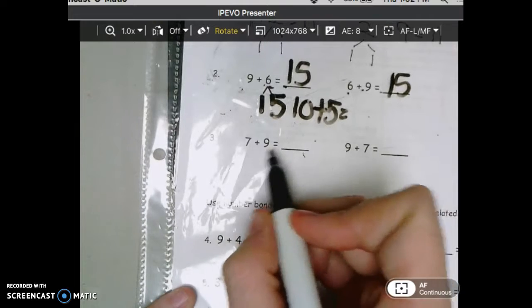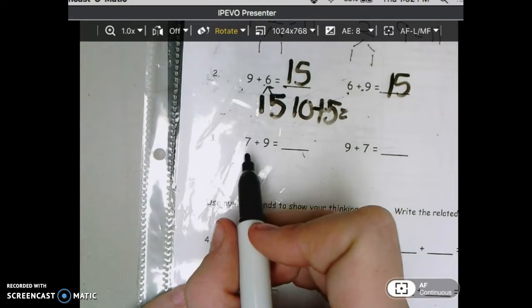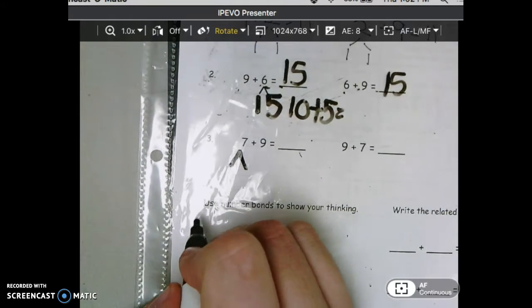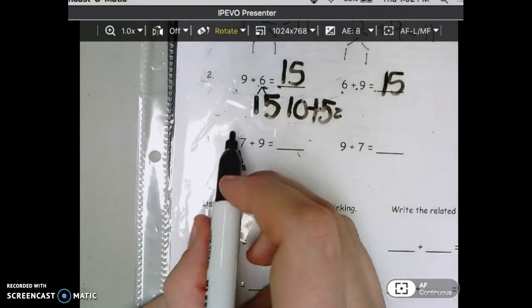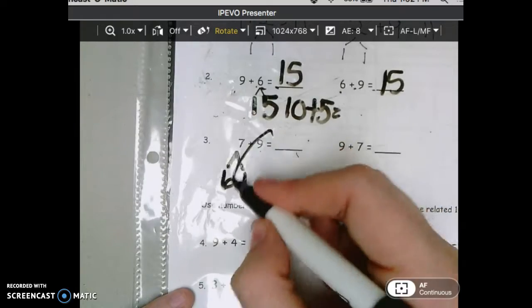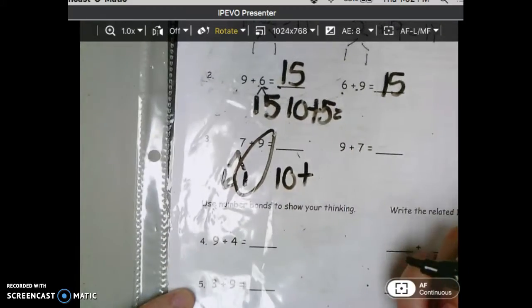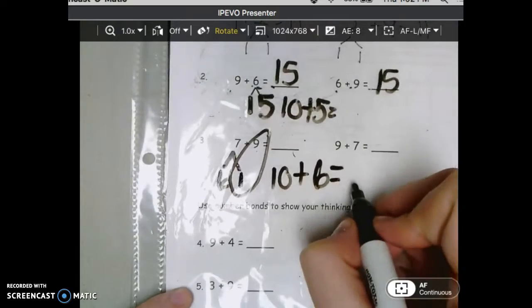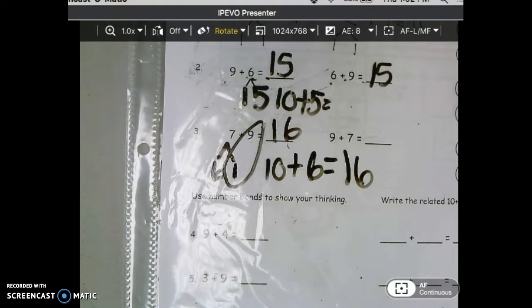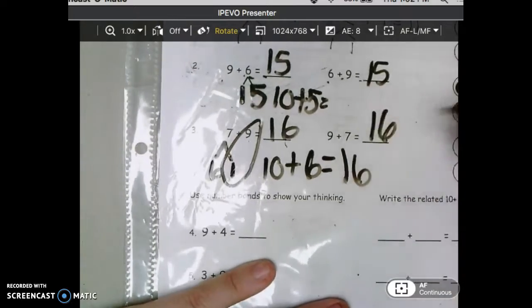Let's look at this one. What number are we going to break down? Christian? 7. What am I going to break it down into? 1 and 6. So I have what? 10 plus 6 equals. So friends, if 7 plus 9 is 16, what is 9 plus 7? 16. It's the same thing.